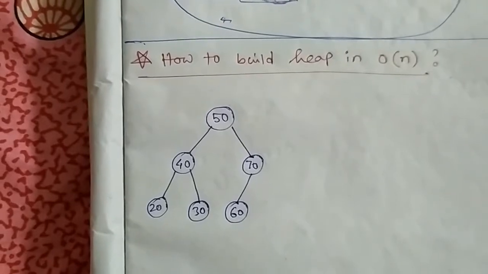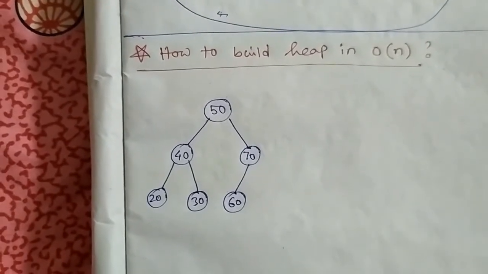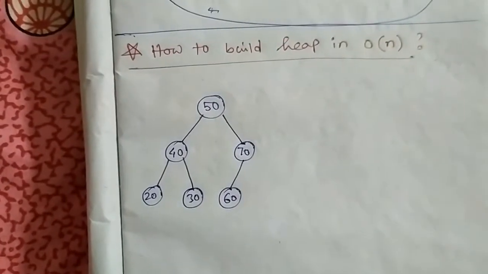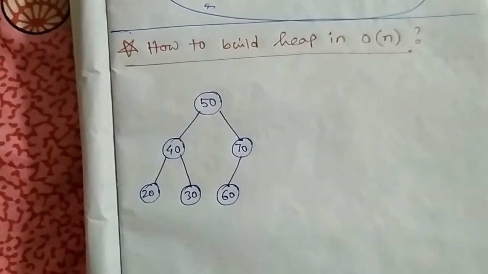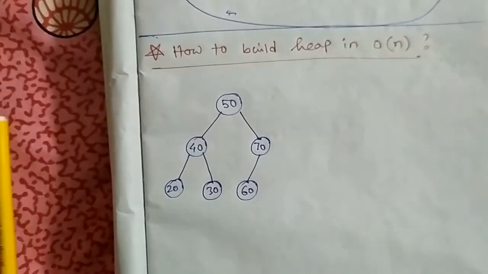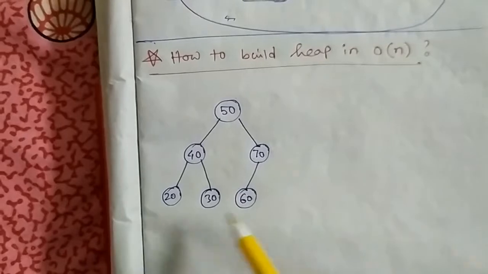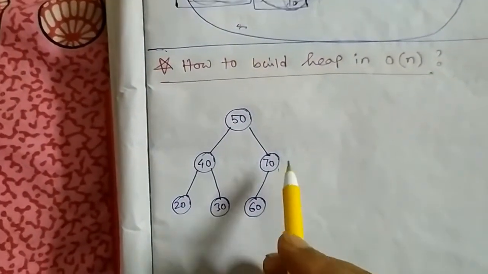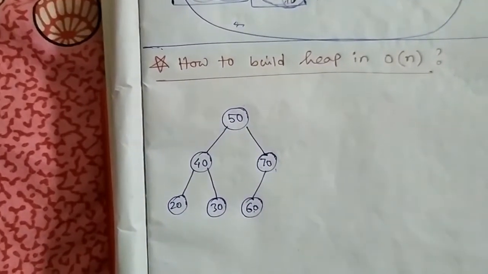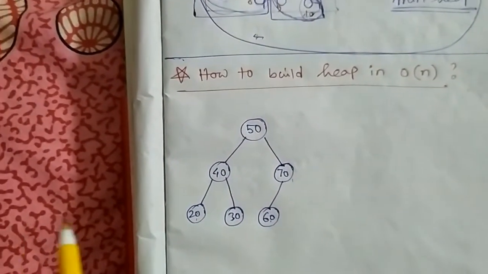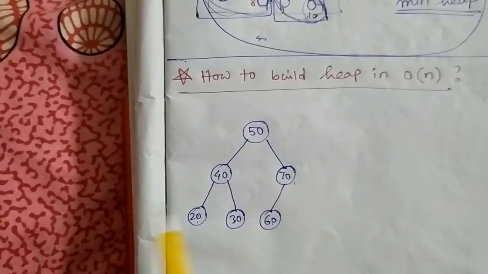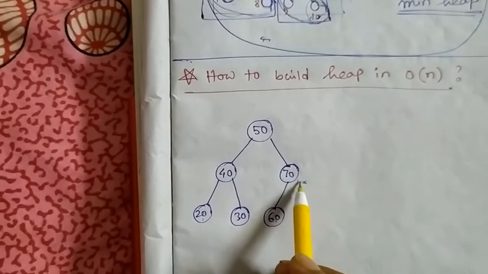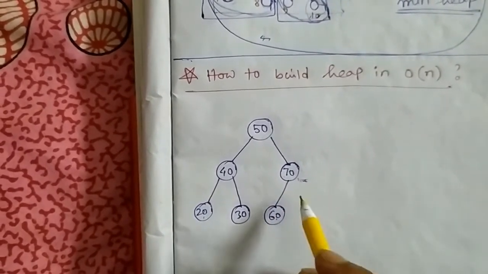This is not a heap class, so I will not go into detail, but I will show in a very simple way how the build heap method actually works. The algorithm is that we will start from the first non-leaf node. 60 is a leaf node, 30 is a leaf node, 20 is a leaf node, and 70 is a non-leaf node. So we will start from the right side, and we will check from the non-leaf node.